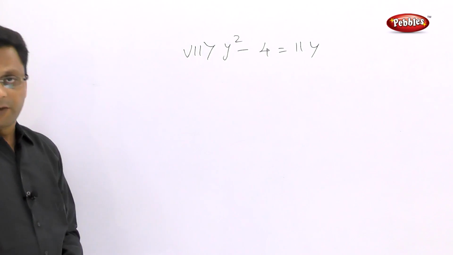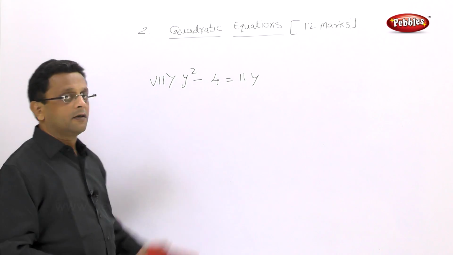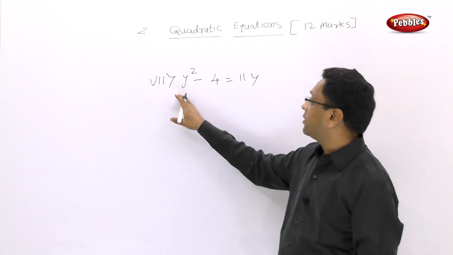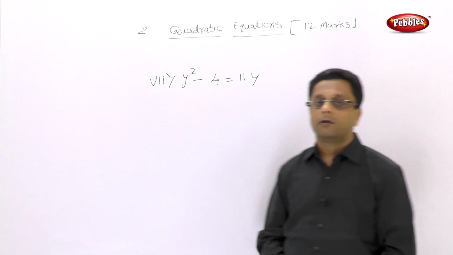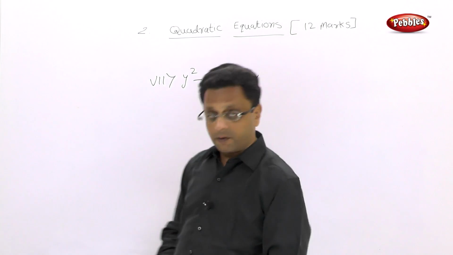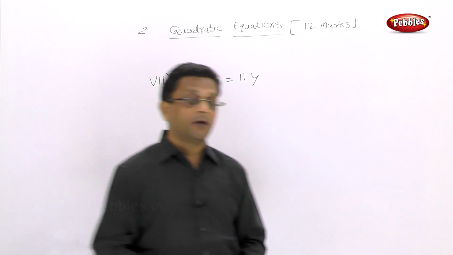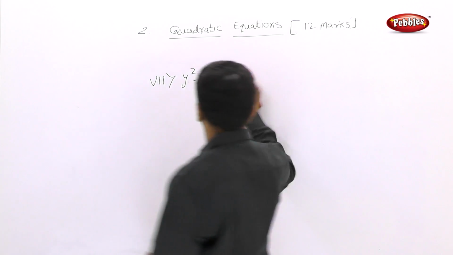Is this a quadratic equation or not? When this 11y comes here, it will become minus. So the equation will become y square minus 11y minus 4 equal to 0. So is this a quadratic equation or not? The degree is 2. So you should decide by yourself. Let us see the next one.